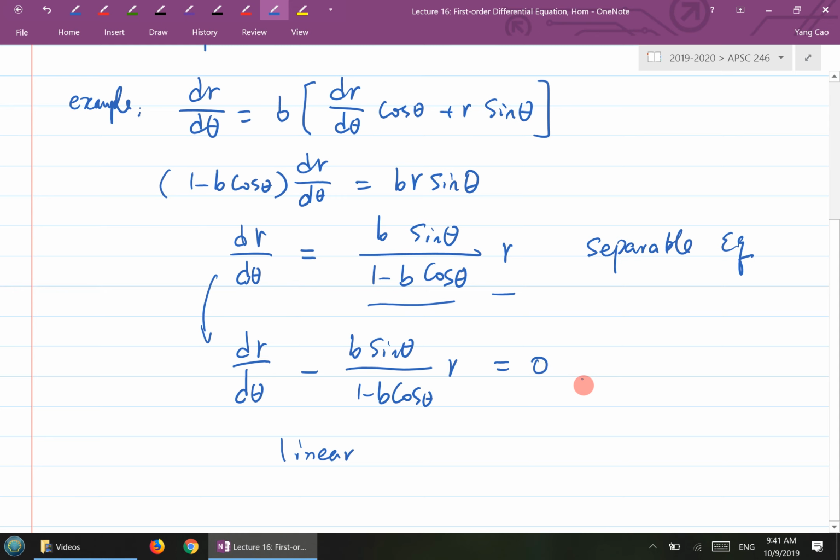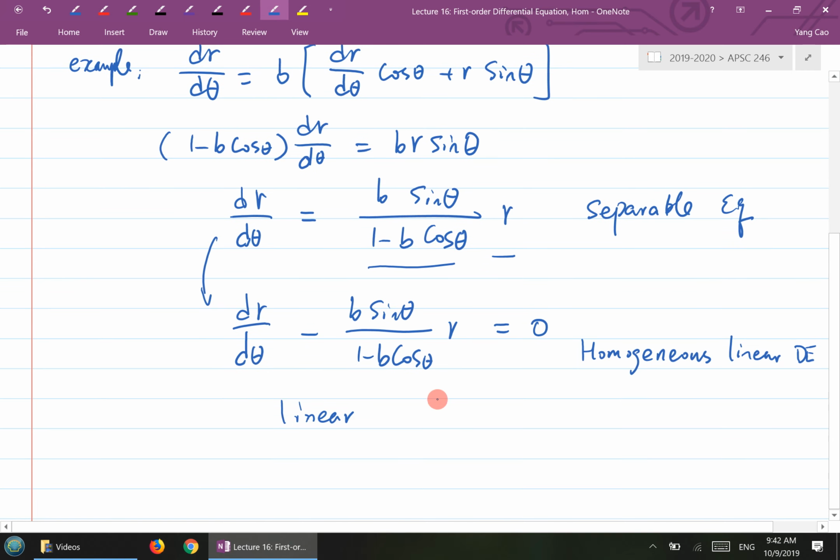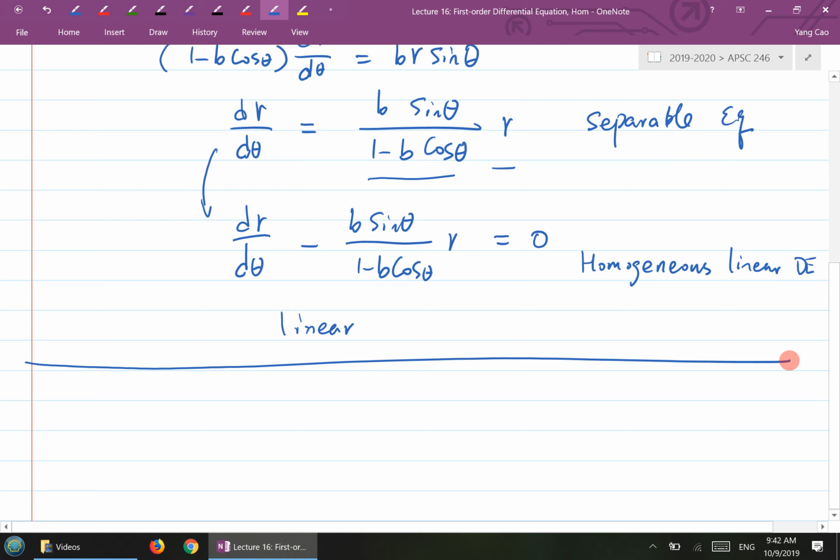So technically here is a homogeneous linear differential equation, or ODE. More precisely, is ordinary differential equation. Okay, and you can solve that as it is. It's essentially still separating variable to solve it. Okay, so sometimes it takes different formats, but you can use a corresponding approach to solve it. You get the same results. So that's about separable equation here.